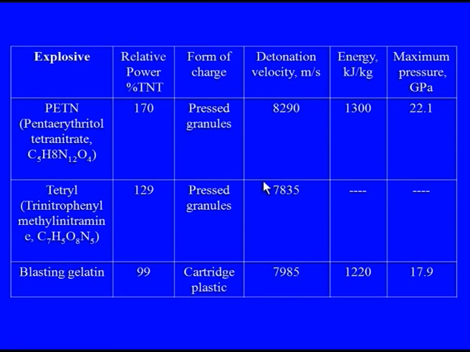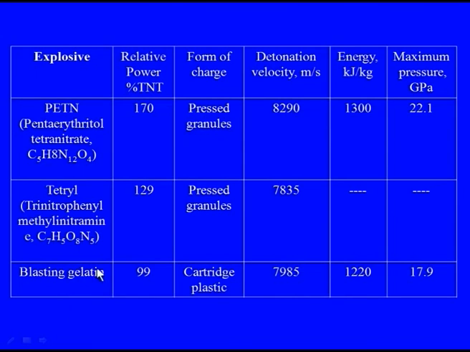Another explosive used is tetryl, which has a relative power of around 129 percent of TNT. It can be obtained in pressed granule form, and the detonation velocity is close to 8000 meters per second, to be precise 7835 meters per second.